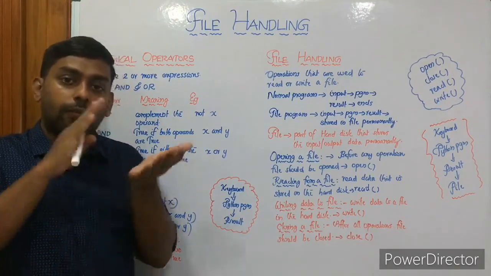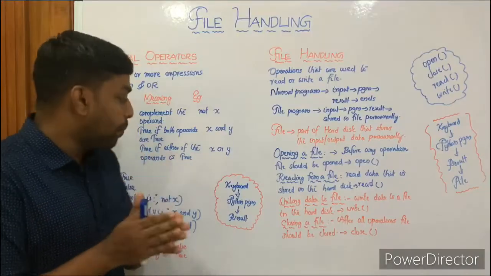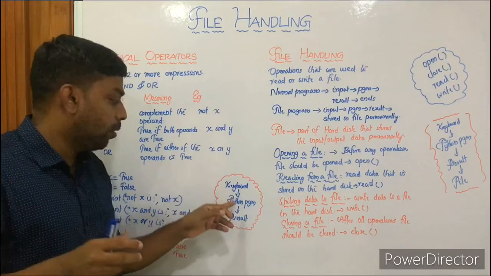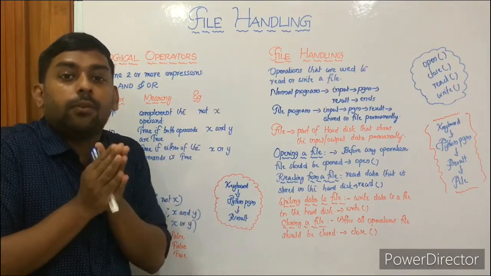Okay, a file is a place where we store data permanently. That's the basic logic of a file, right? So in a normal program, we provide something as an input from the keyboard to the Python program, and that will give you the result.